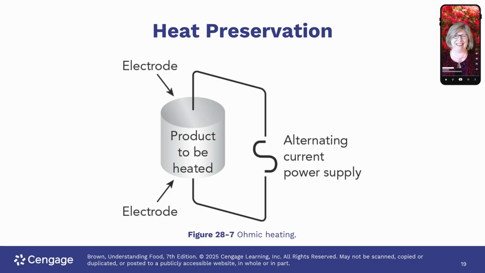Figure 28-7 is an illustration about ohmic heating. So you have the electrode on the top and bottom. The food is in the middle of that, and then there's an alternating current power supply that sends an electrical current through that food, produces enough heat to destroy microorganisms.